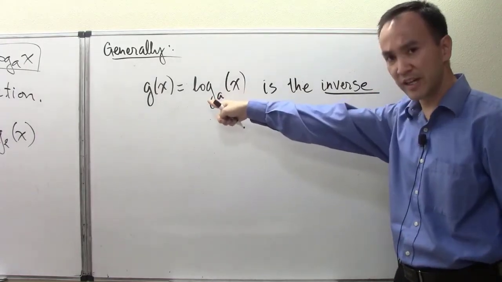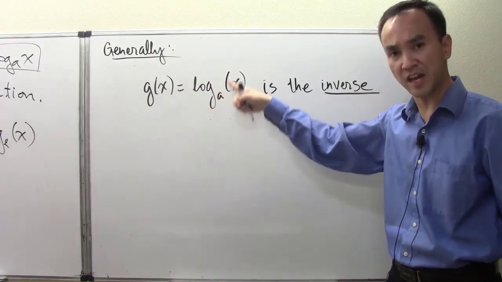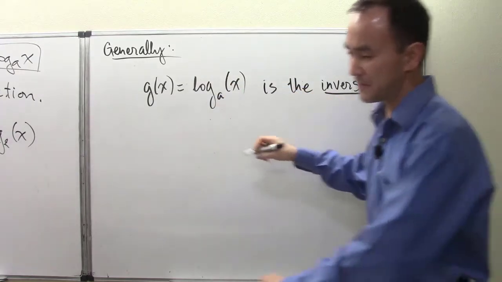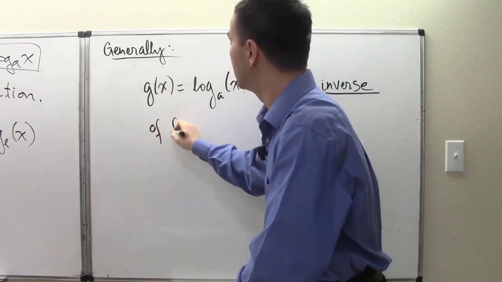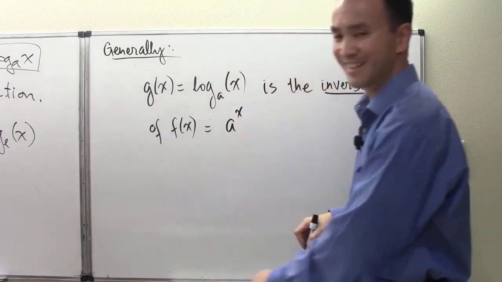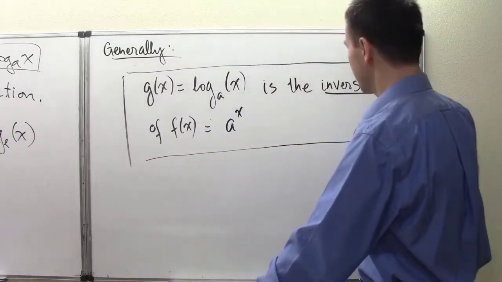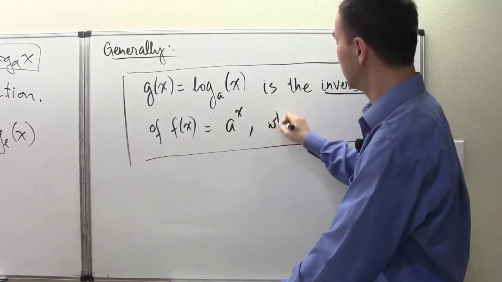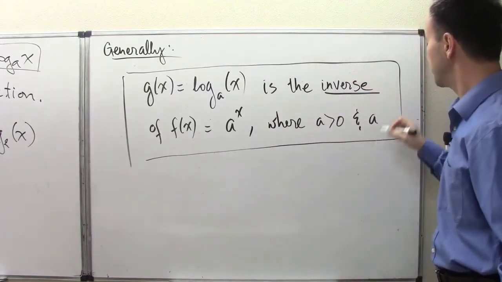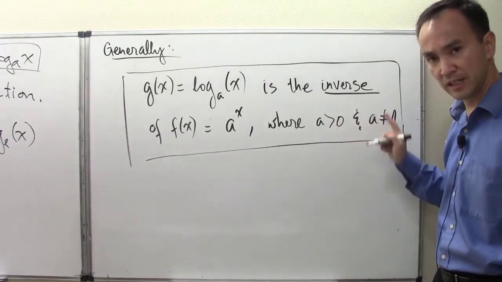So anytime we're looking at a logarithm function, a rule that takes logarithm base a of an input, that function for sure is the inverse of some function f of x defined as a to the x. So this conclusion is important. And of course, let's add in that important understanding right here, where a is a base, positive, and a has to be other than 1.